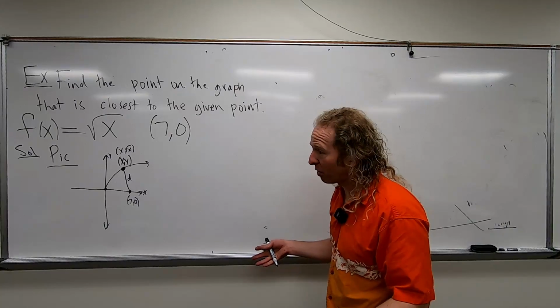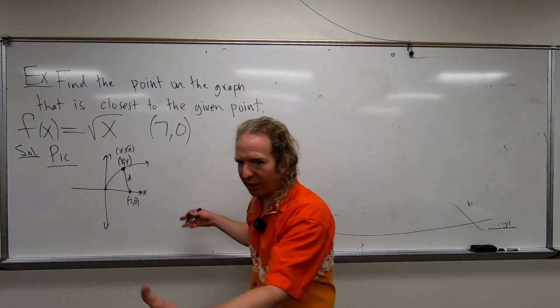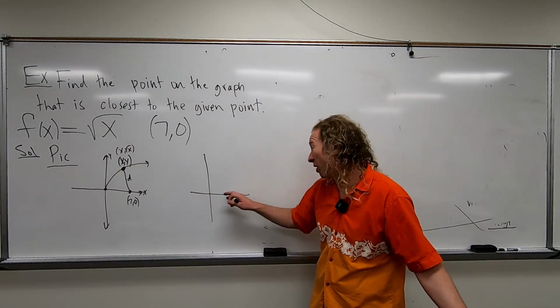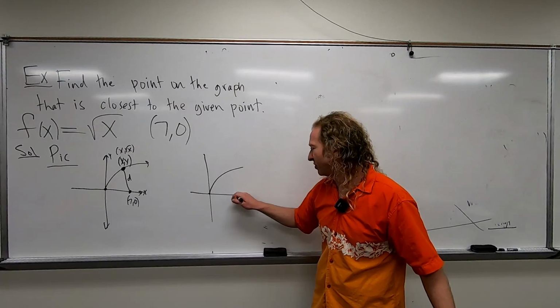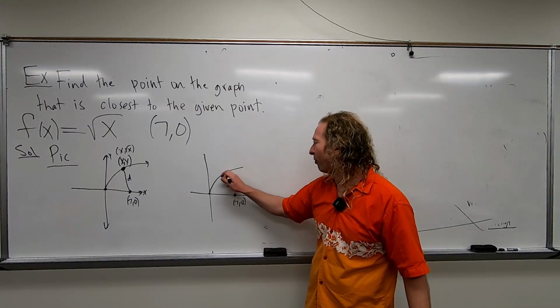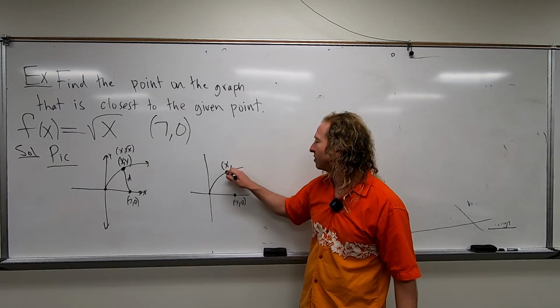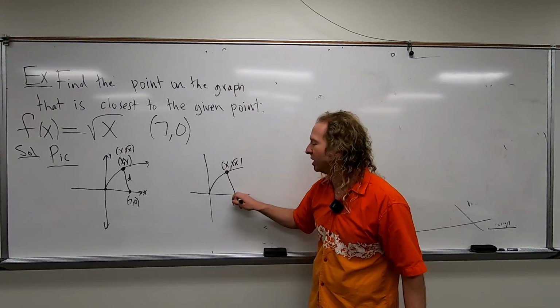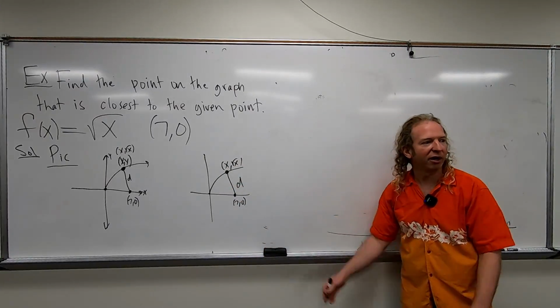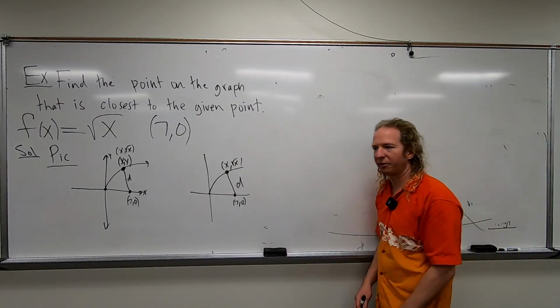So step 1 in this problem, again, I'll do it from scratch. You draw the picture if you want to. Here's (7, 0). Pick a point and call it (x, square root of x), and call that distance d. That's the first step, a good way to start it.